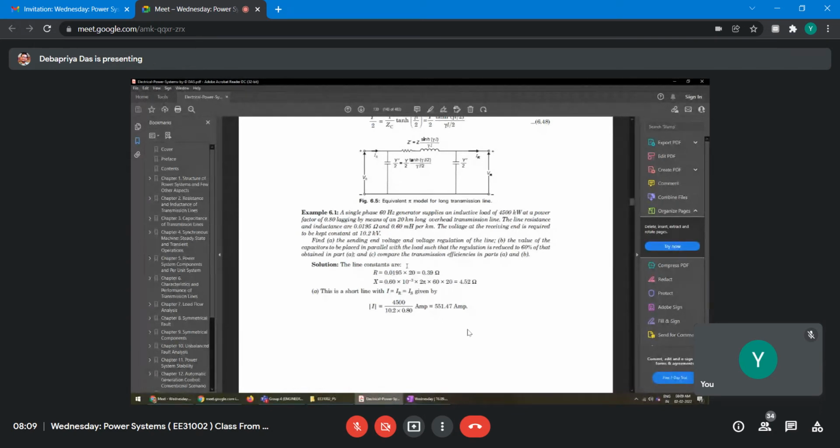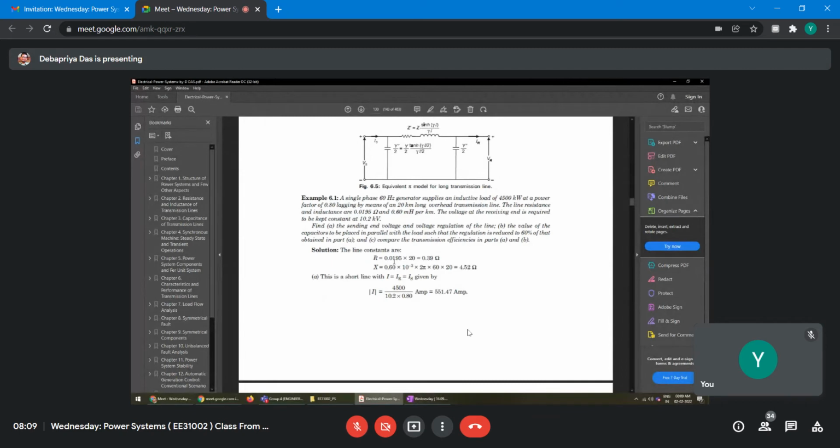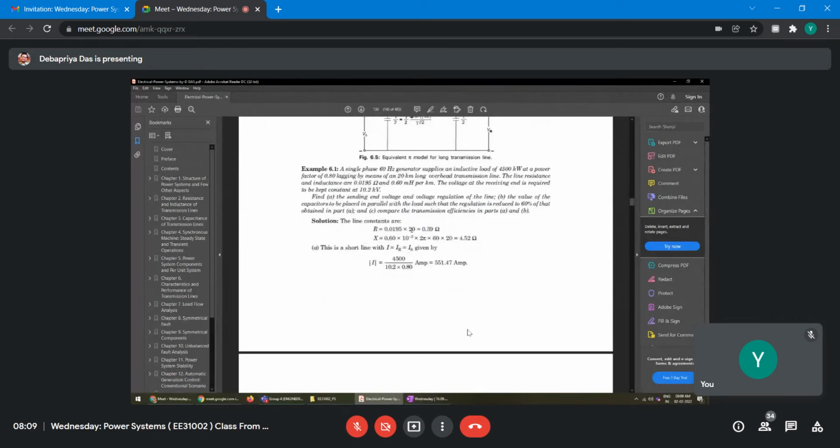So the line constants: R, as the line is 20 kilometer long, multiplying gives 0.39 ohm. And X is also given, it is in millihenry, so L omega into 20, because 20 kilometer is the length, gives 4.52 ohm. This is a short line because the line is only 20 kilometer long. Therefore, your sending end current and receiving end current will be the same.